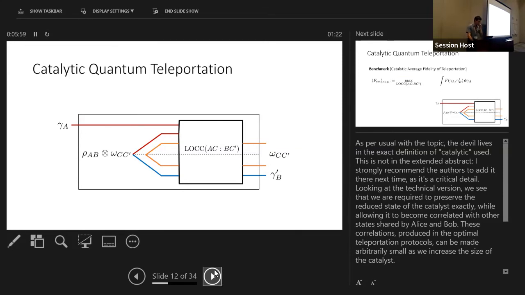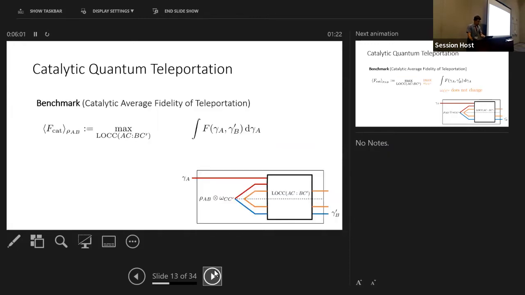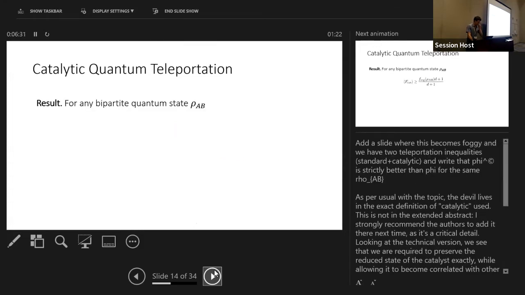Now, if we want to quantify performance in a fair way, we can again use the fidelity of teleportation. However, now we have access to this additional state, so we allow Alice and Bob to choose the best catalyst state they potentially can choose. We optimize over all such states, and we demand that this state is not changed by this LOCC protocol. So this is it. This is the catalytic protocol.